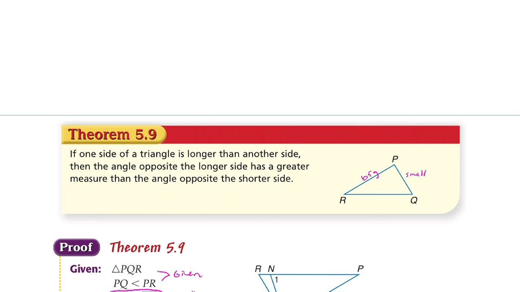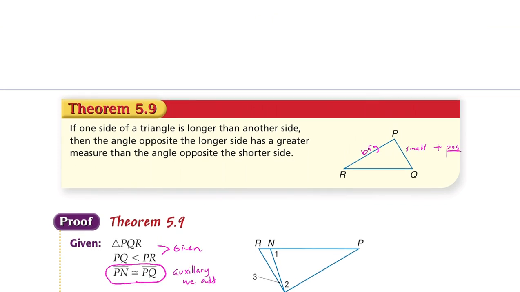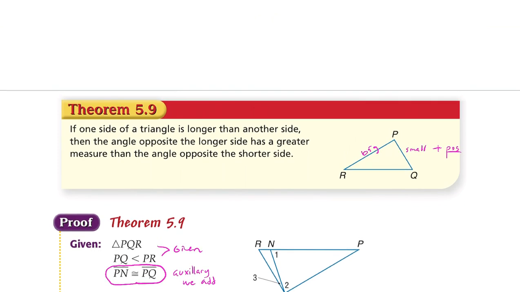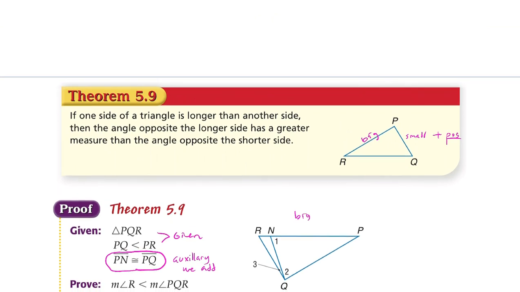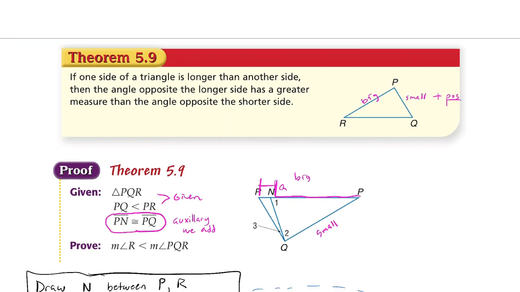I'm going to avoid going into the detailed algebra and inequality of this, but the idea is if this is smaller, that means there's some positive value I add to it to get to the bigger number. They give us that PN in this picture is equal to PQ. What I'm going to say instead is if PR is bigger and PQ is smaller, that means I could go PQ length and then add something to get to the bigger number.